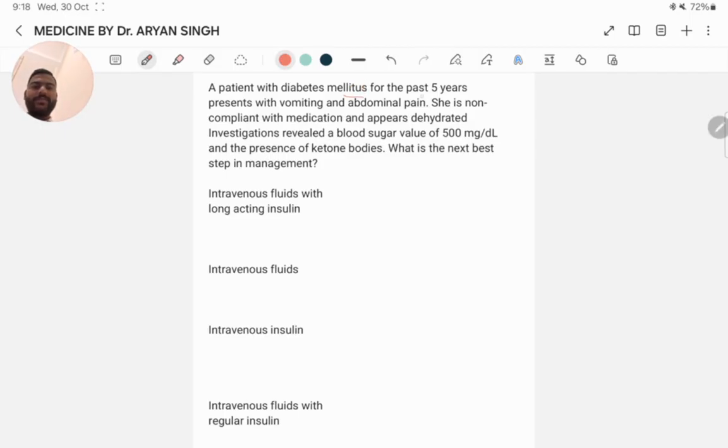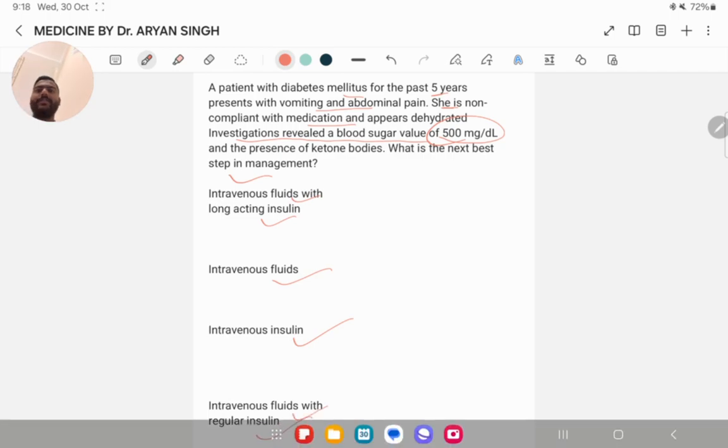A patient with diabetes mellitus for the past 5 years presents with vomiting and abdominal pain. She is non-compliant with medication and appears dehydrated. Investigation revealed a blood sugar value of 500 mg/dL and the presence of ketone bodies. What is the next best step in management? Intravenous fluid with long-acting insulin, intravenous fluid, intravenous insulin, or intravenous fluid with regular insulin.